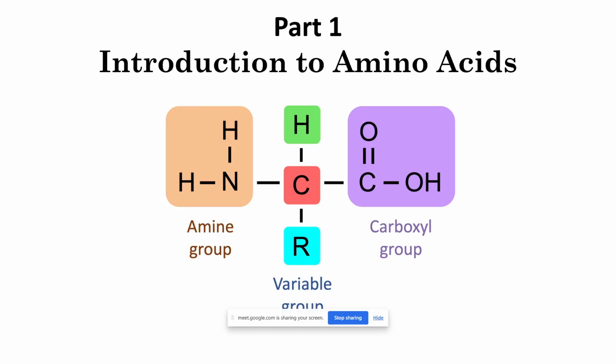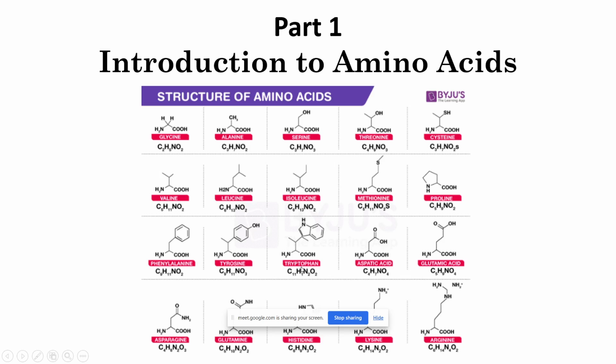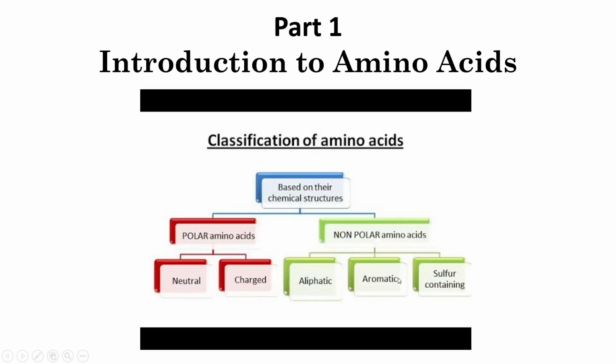So in general, what is an amino acid? It has an amine group, it has a carboxyl group, and an R variable group. This R is the one by which different amino acids are distinguished. The R group is the one which changes: H here, CH3 here, CH3OH here. Because of that we have 20 amino acids, and they can be classified in various ways depending upon the need.